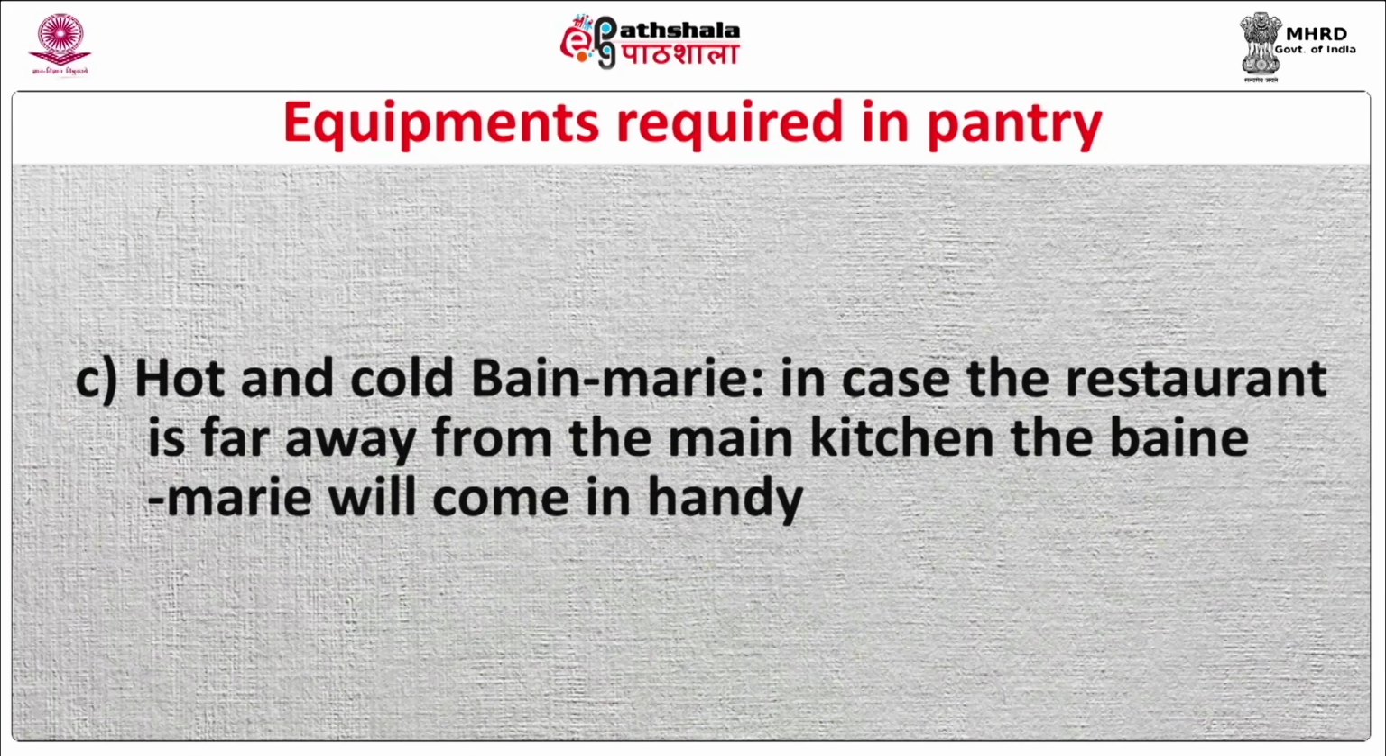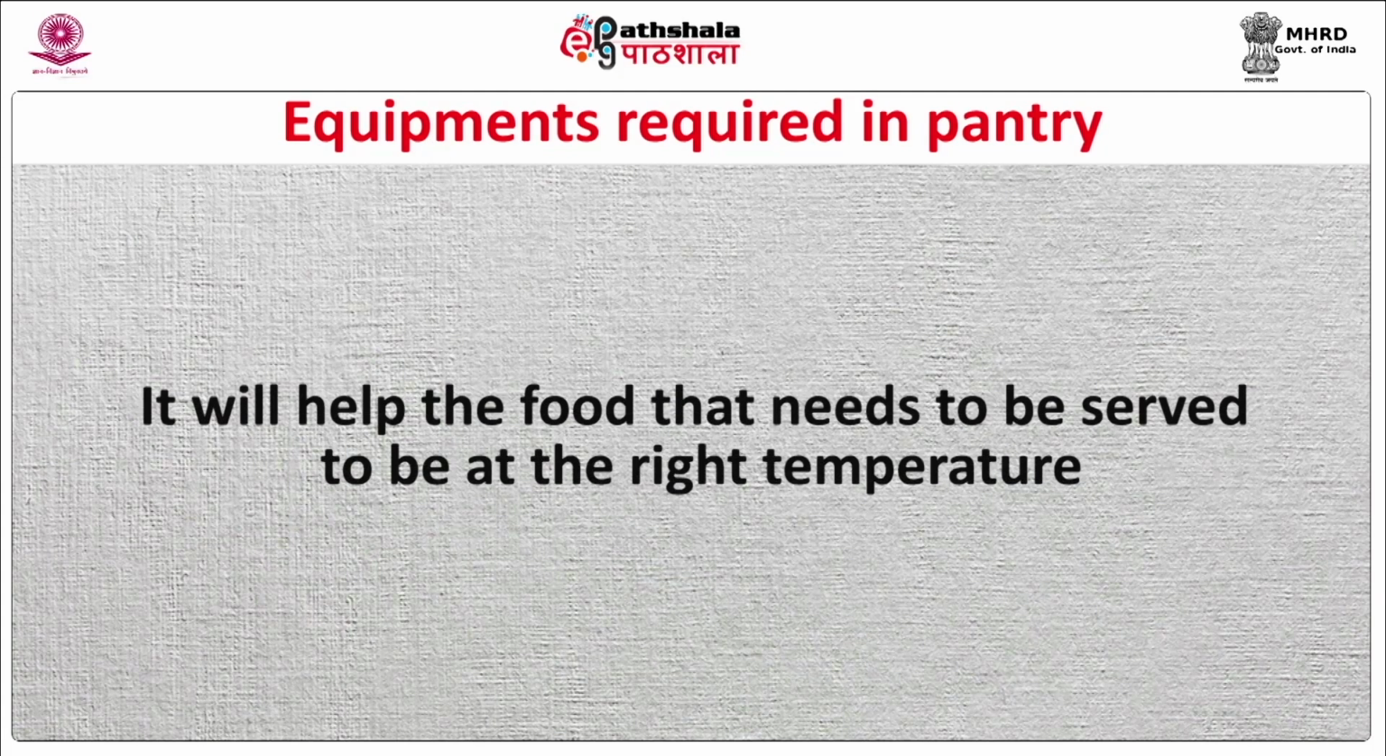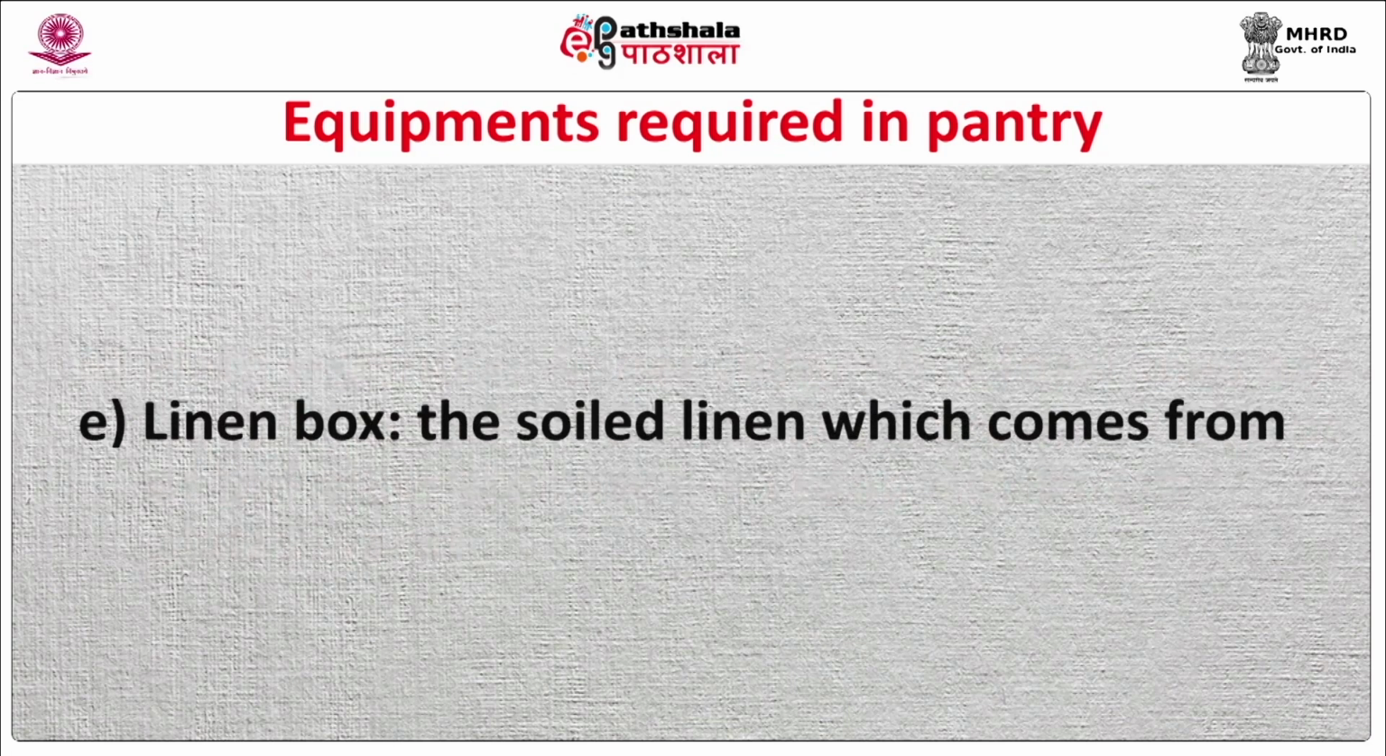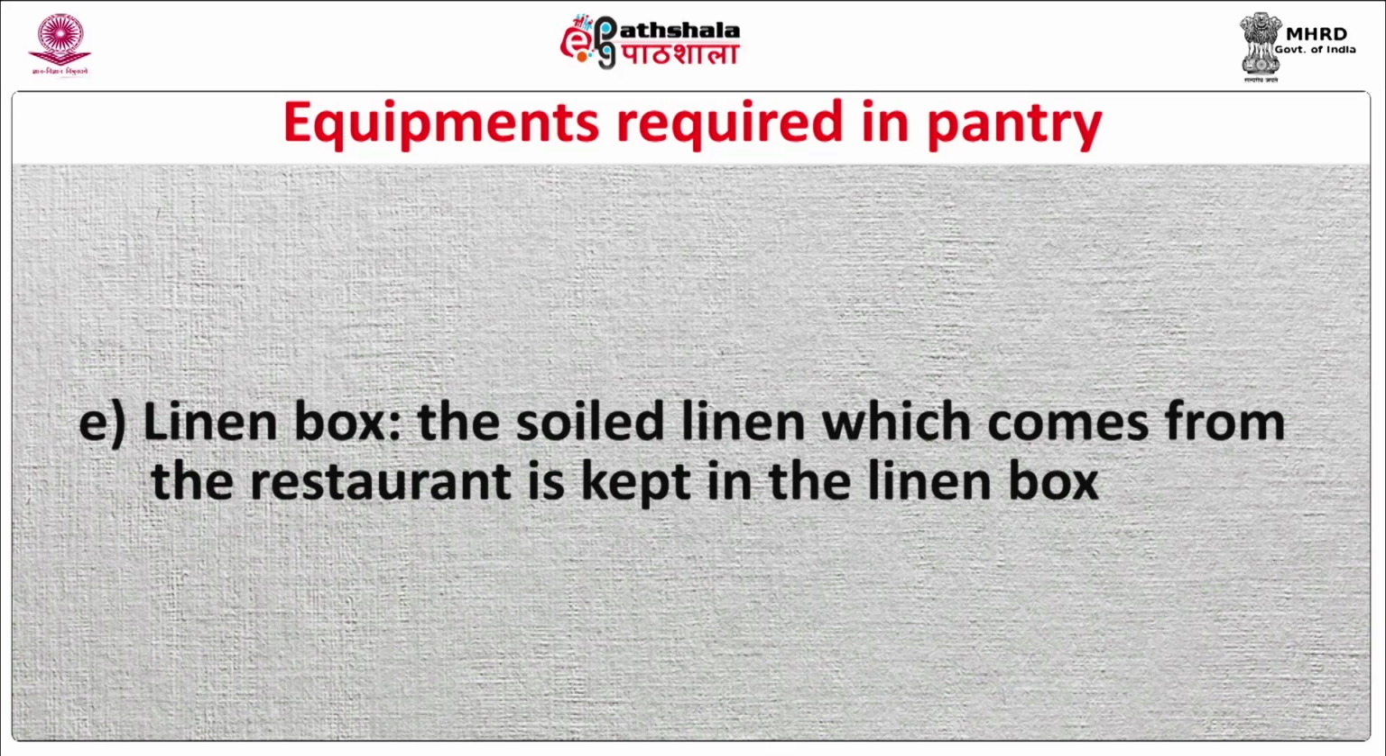Hot and cold bain-marie. In case the restaurant is far away from the main kitchen, the bain-marie will come in handy. It will help the food that needs to be served to be at the right temperature. Plate warmers. As per theory, hot food goes on hot plate and cold on cold plate. The function of plate warmer is to keep the dinner plates warm. Linen box. The soiled linen which comes from the restaurant is kept in the linen box.